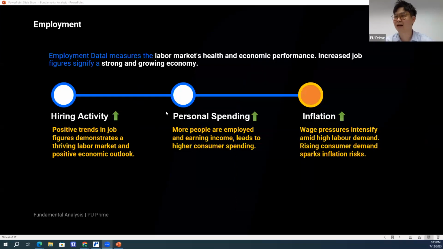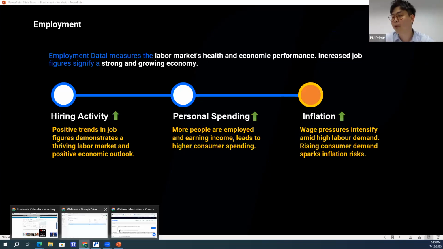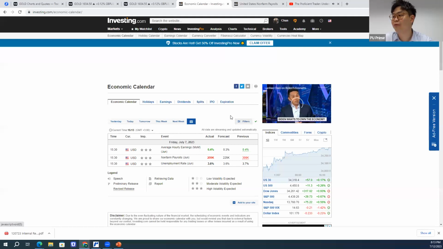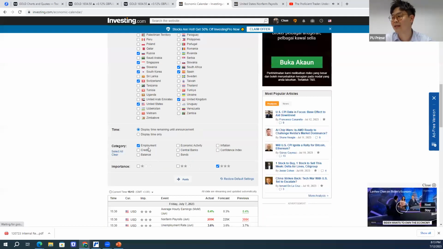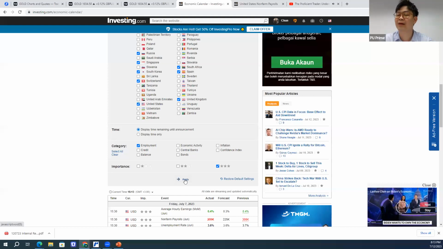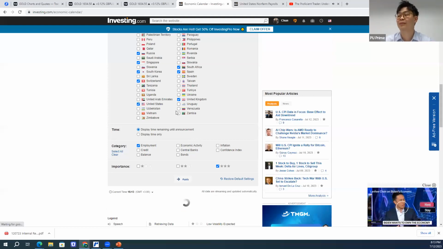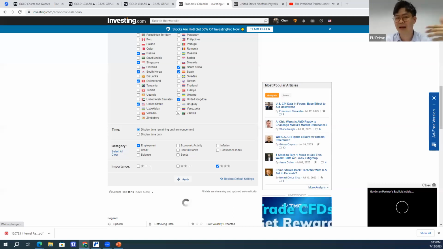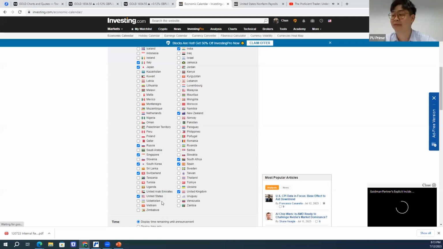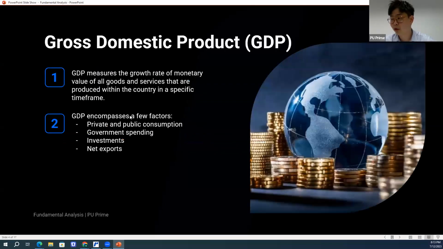For employment data, you can go and search it, but it doesn't mean it will show as employment like that. For example, US employment data is non-farm payroll, and other employment data include initial jobless claims and the unemployment rate. You need to bear this in mind. To put it simply, you can just filter it so you don't have to memorize all the words. Just click employment and click apply, and everything will start to show up. It simplifies your life, otherwise there is tons of data to analyze, which is very difficult. Gross domestic product should be simple because you can just search GDP.